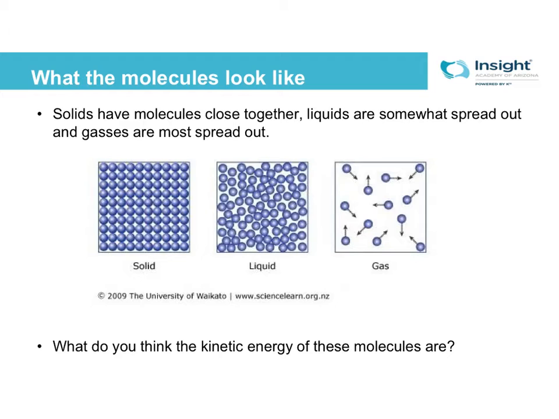All right, solid, everything is going to be super close. It's going to be really organized in its structure most likely, and there's going to be little motion. So we've got close, little motion. Liquid is going to have a little more motion and a little more space. Whereas a gas is going to have lots of motion and lots of space.